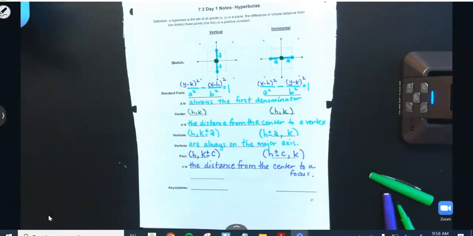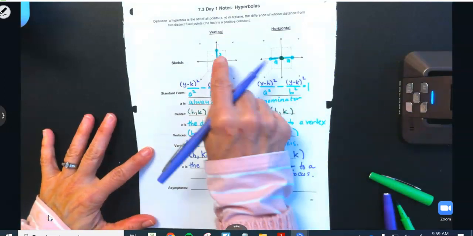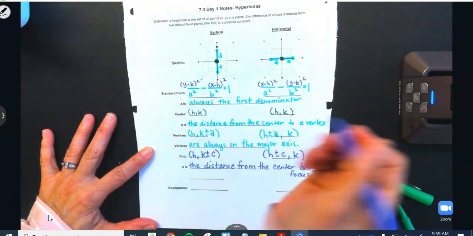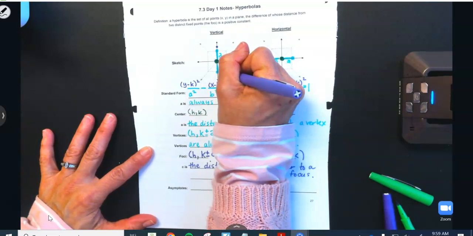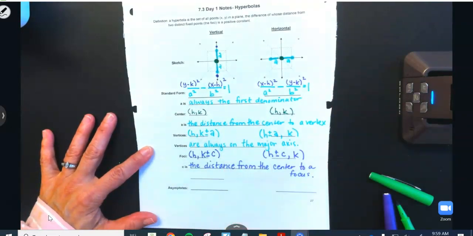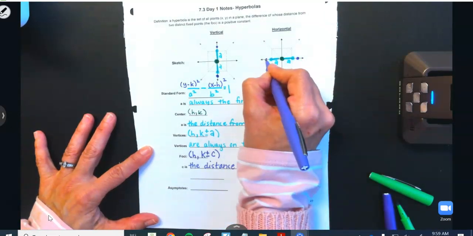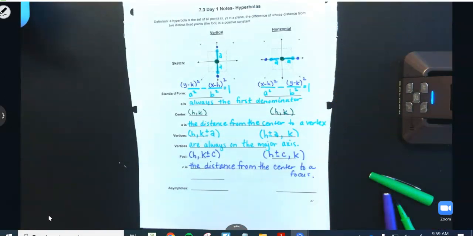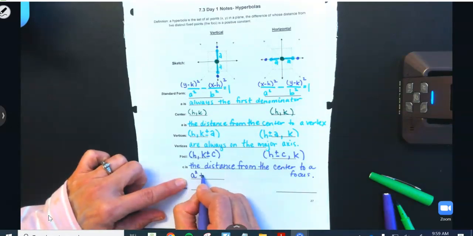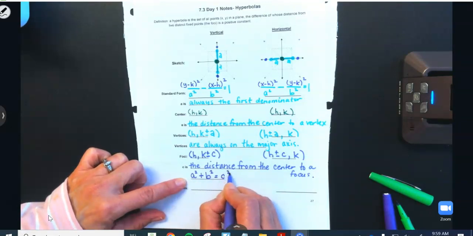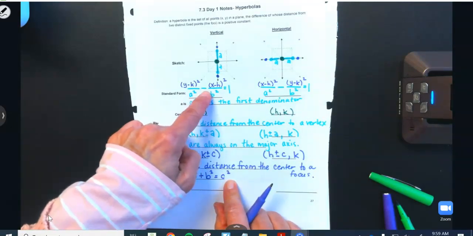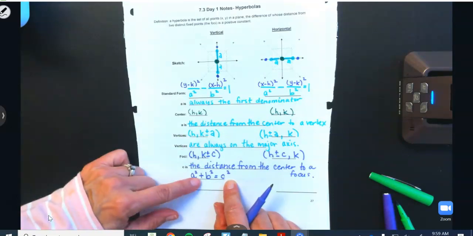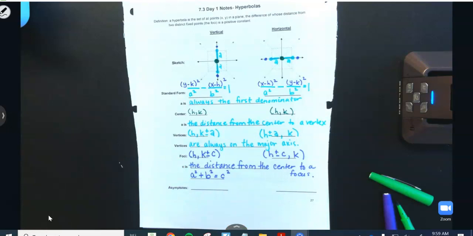Okay, so if you guys remember, the foci were inside the ellipses. They were closer to the center than the vertices were, but not here. They're farther away from the center. So like if this is a vertex, then the focus is right there. Same here. If this is a vertex, then the focus is right there. Sideways, my purple is going to be the focus. So if they're farther away, then the distance is farther. If the distance is farther, then it's going to be a squared plus b squared equals c squared. So remember, whatever sign is in standard form, you do the opposite. That's a minus, we're going to add. So the foci are farther away.